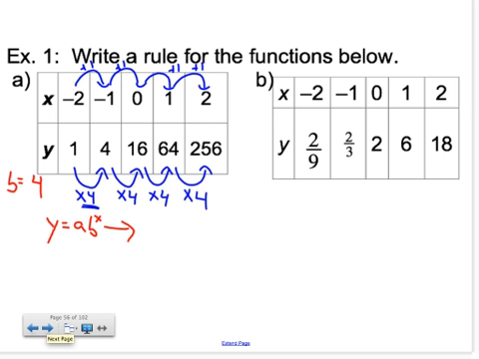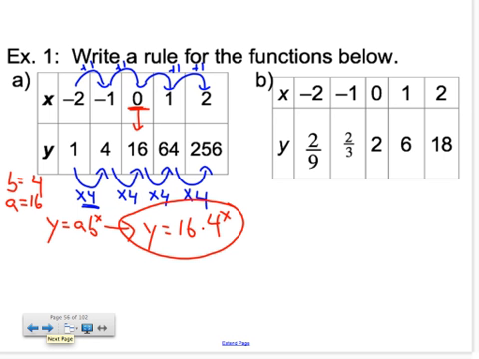Then remember, a is the value of y when x is 0. Well, when x is 0, y is 16. So my a value is 16. And so my final exponential function is just going to be y equals 16 times 4 to the x power. That's my function there. So again, identify your a, identify your b, and then you can go ahead and write your equation.